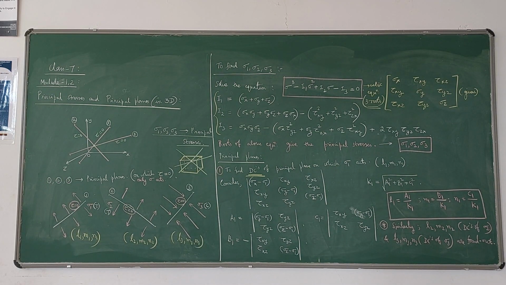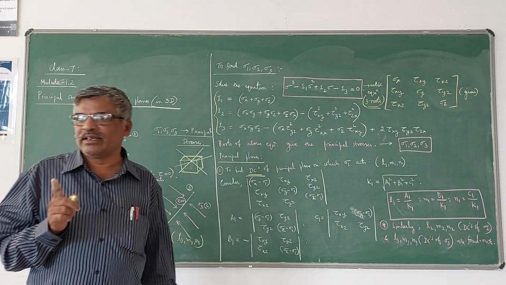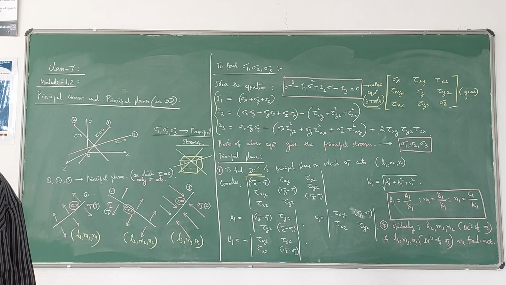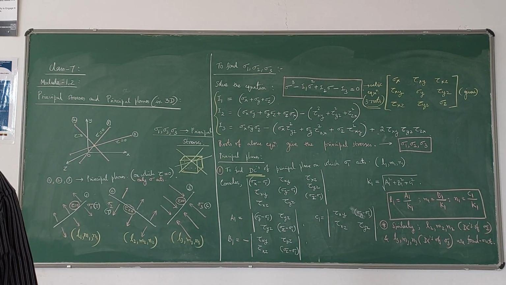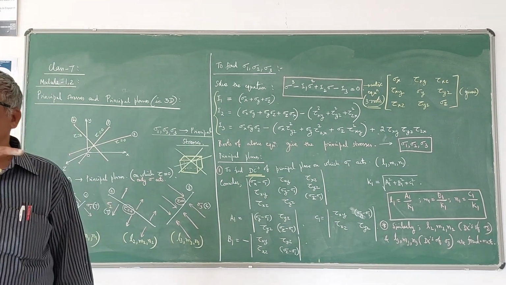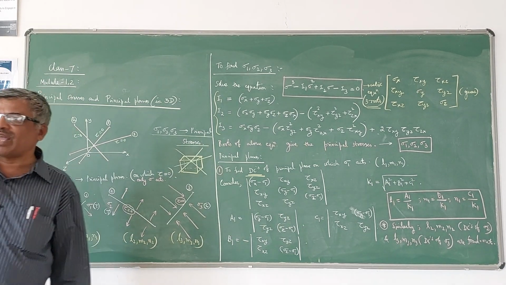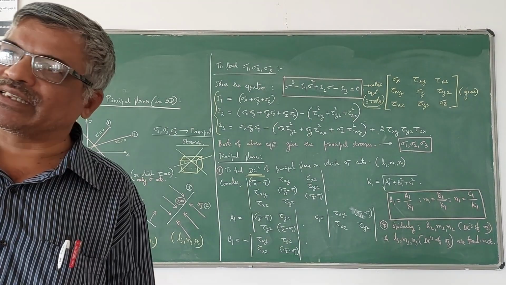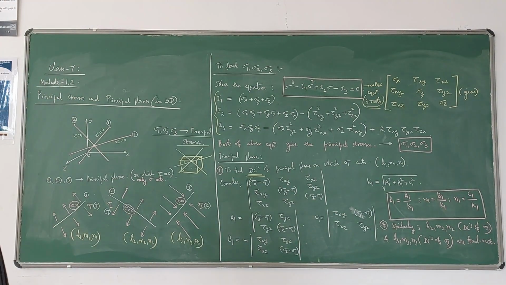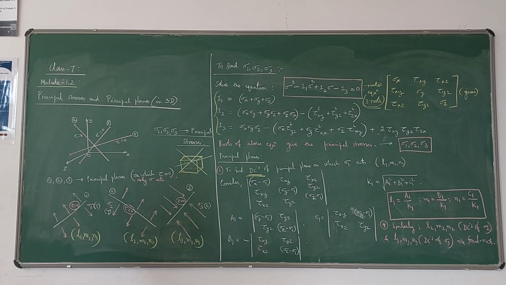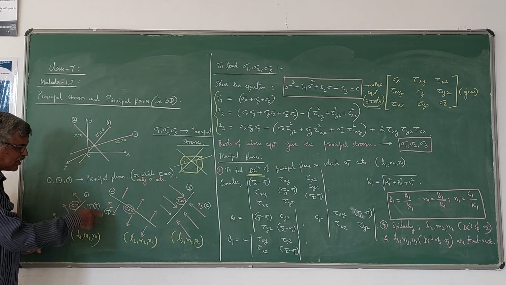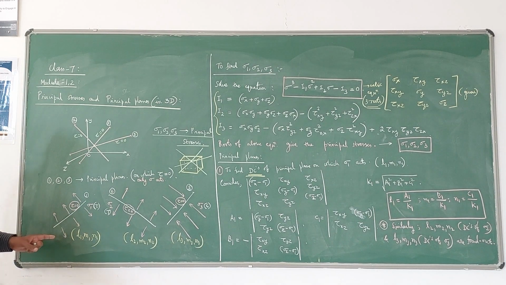What is a direction cosine? It is the cosine of the angle made by the normal drawn through that point with respect to the x, y, z axes. Alpha, beta, gamma. In the last lecture I have explained it. Alpha is the angle made by the normal with the x axis, beta is the angle made by the normal with the y axis, gamma is the angle made by the normal with the z axis. Cos alpha is L, cos beta is M, cos gamma is N.